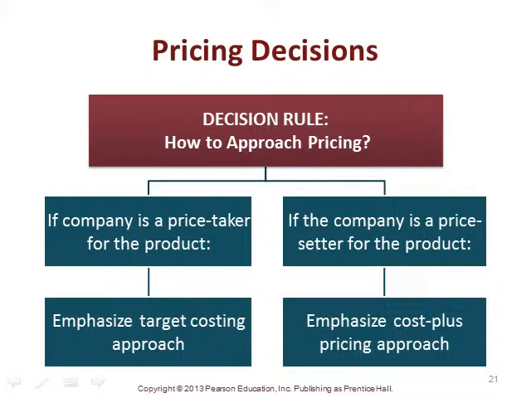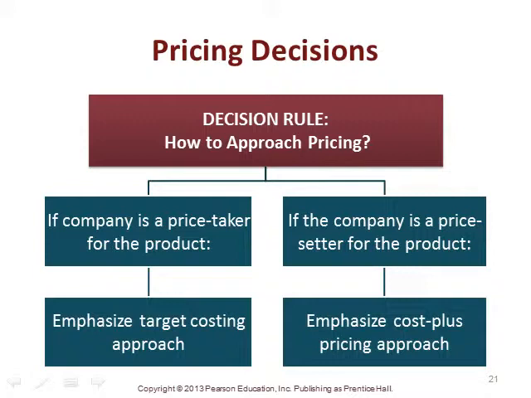So for pricing decisions, the rule is how to approach pricing. If we're price takers, we have to emphasize target costing. If we're price takers, we have to be worried about, well, this is the price we're able to sell it at. Can we manufacture it for a cost after we've taken out of that our desired profit?